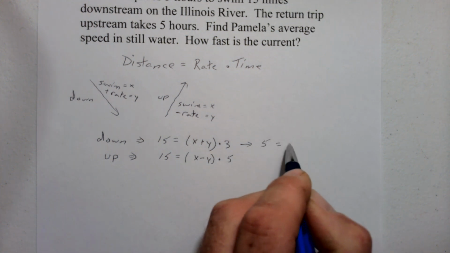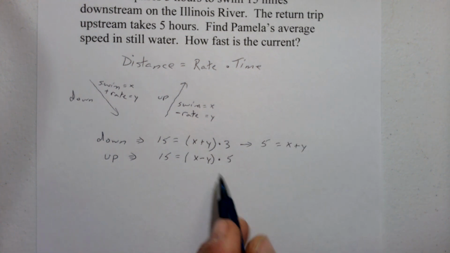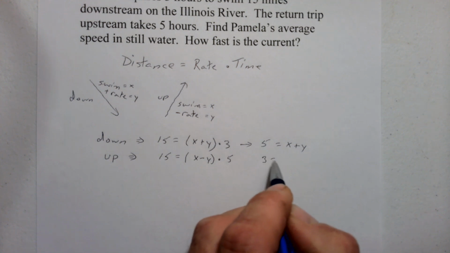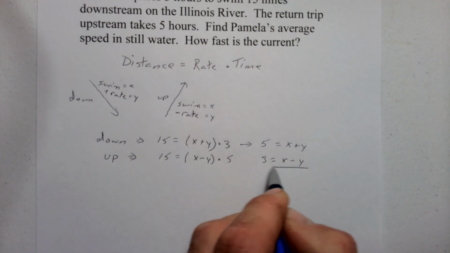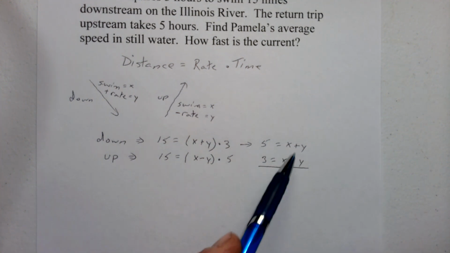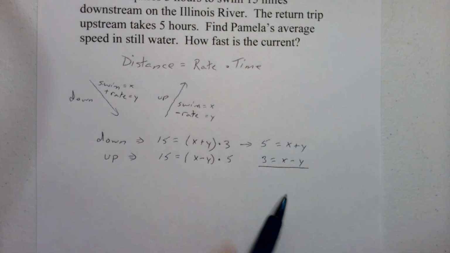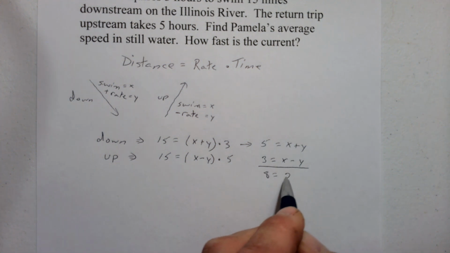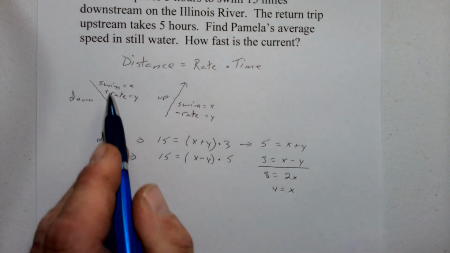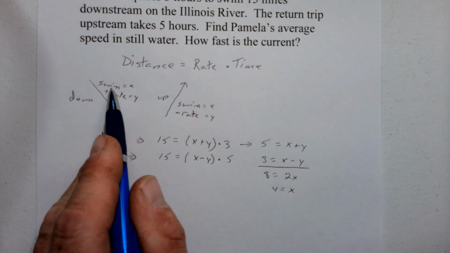So I know that 5 is going to equal x plus y. And in my second equation, I know that 3 is going to equal x minus y. Through elimination, I can cancel out my y's. So I have 8 equals 2x, or x is going to equal 4. Remember, x is the speed of the swimmer.